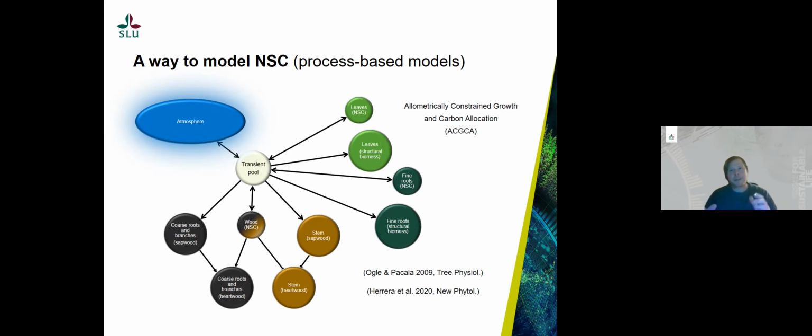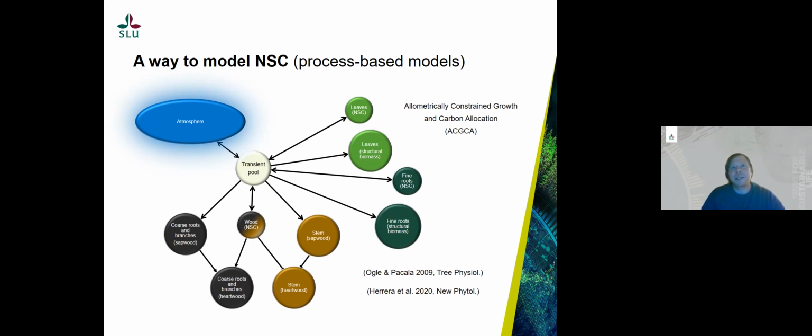So once we have this structure, we are basically, by structure of the model, very close to the allometrically constrained growth and carbon allocation model, in short ACGCA, that was introduced by Oakley and Pakala in 2009. Also, Herrera et al. in 2020 used a similar model in a non-structural carbohydrate modeling experiment, to which we will come later.